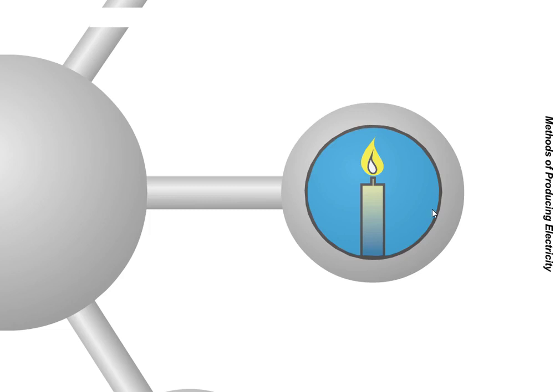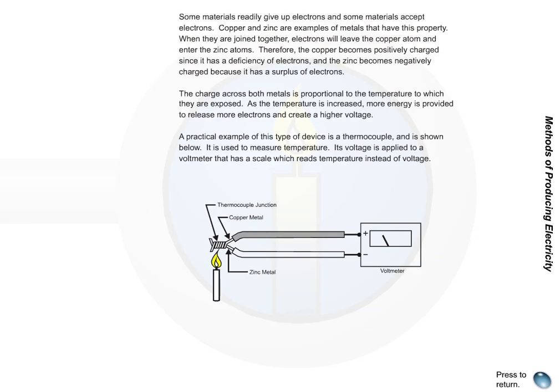Heat. Some materials readily give up electrons and some materials accept electrons. Copper and zinc are examples of metals that have this property. When they are joined together, electrons will leave the copper atom and enter the zinc atoms. Therefore, the copper becomes positively charged since it has a deficiency of electrons, and the zinc becomes negatively charged because it has a surplus of electrons.